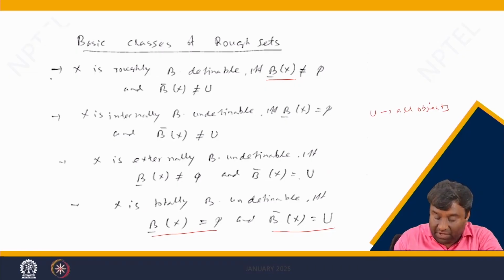X is totally B undefinable if and only if the lower approximation is the null set and the upper approximation is the total set of objects. So U means the set of all objects.